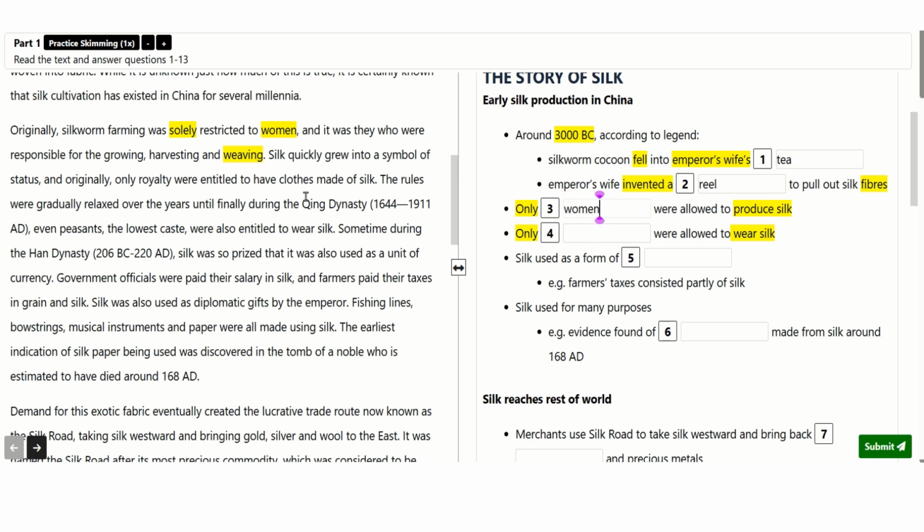Then, who can wear? Status: originally royalty were entitled to have clothes made of silk. Only royal people, like kings, queens, they were entitled to have clothes made of silk. Only they could have those kinds of clothes.